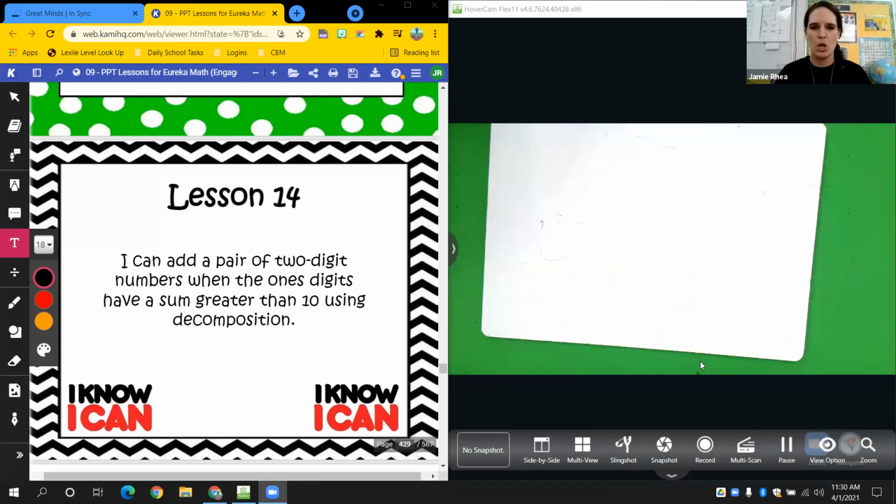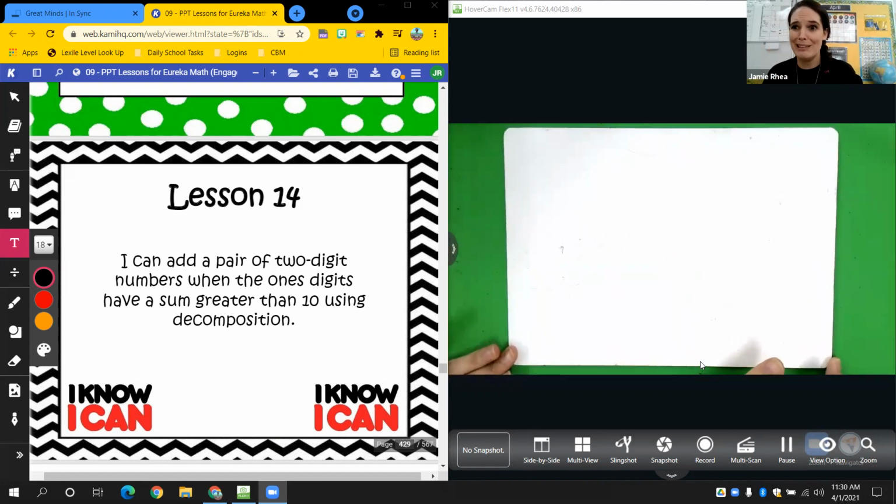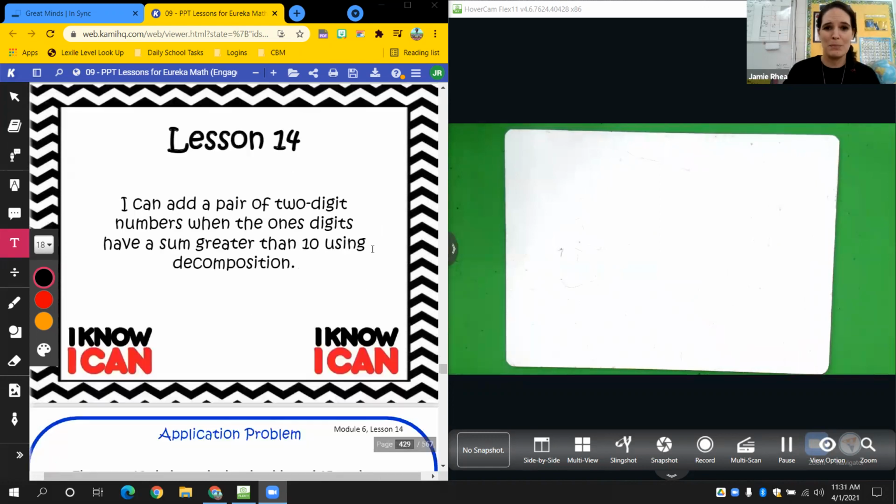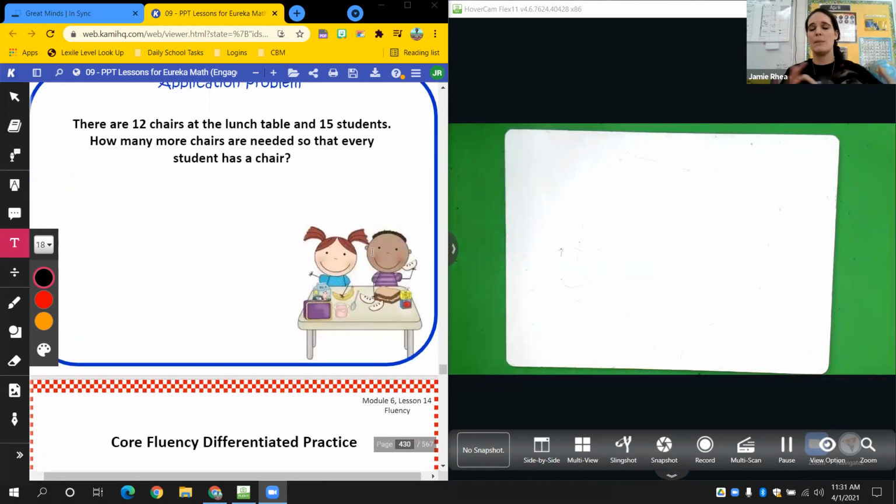All right, 14. I can add a pair of two-digit numbers when the ones digits have a sum greater than 10 using decomposition. Okay, same thing we did yesterday. We know how to do this. Let's get our brains warmed up. Let's be detectives today. I got my detective hat. All right, here we go.